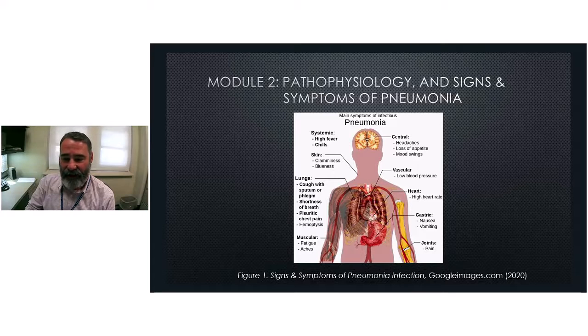Muscular aches and fatigue, weakness. So in your central nervous system, you can have headaches, loss of appetite, mood swings, irritability. Your blood pressure can drop. Your heart rate can go up. And oftentimes you can have nausea and or vomiting. And this is along with joint pain as well.